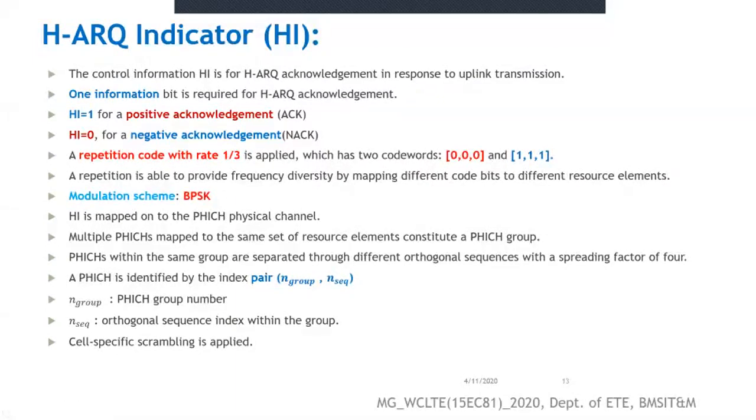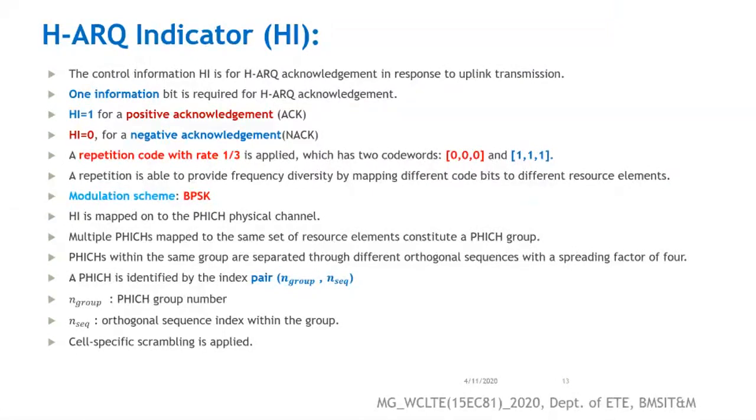As I said, the repetition code with rate 1/3 is used, and it has 2 code words. One is 000 and another is 111. This repetition code is able to provide frequency diversity by mapping different code bits to different resource elements.